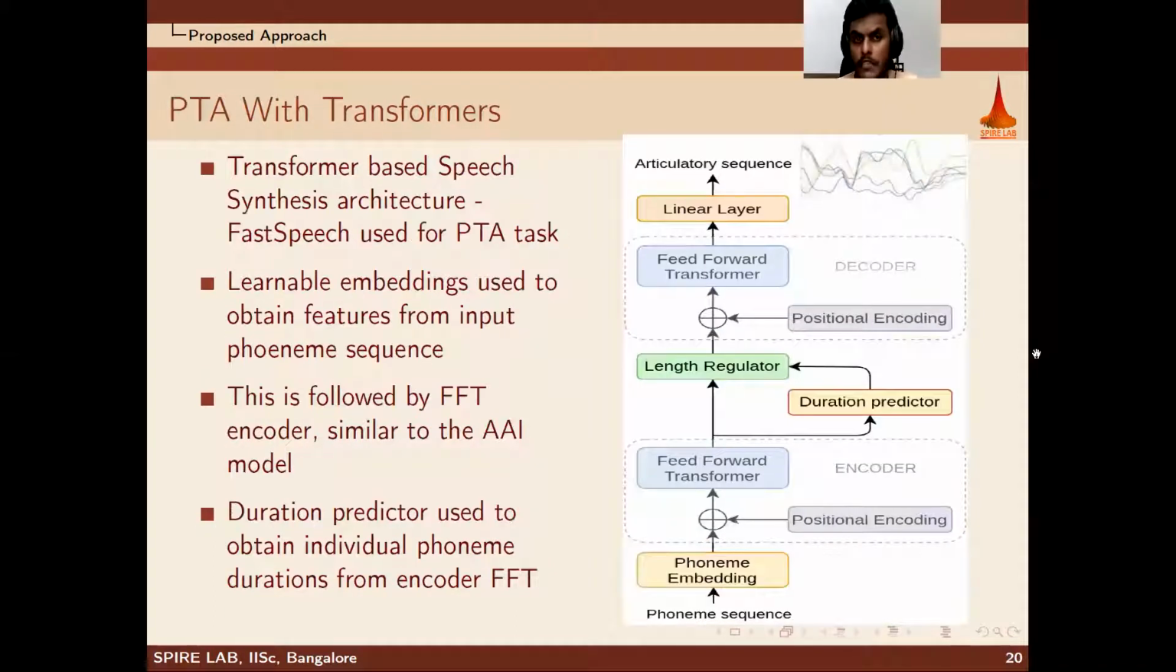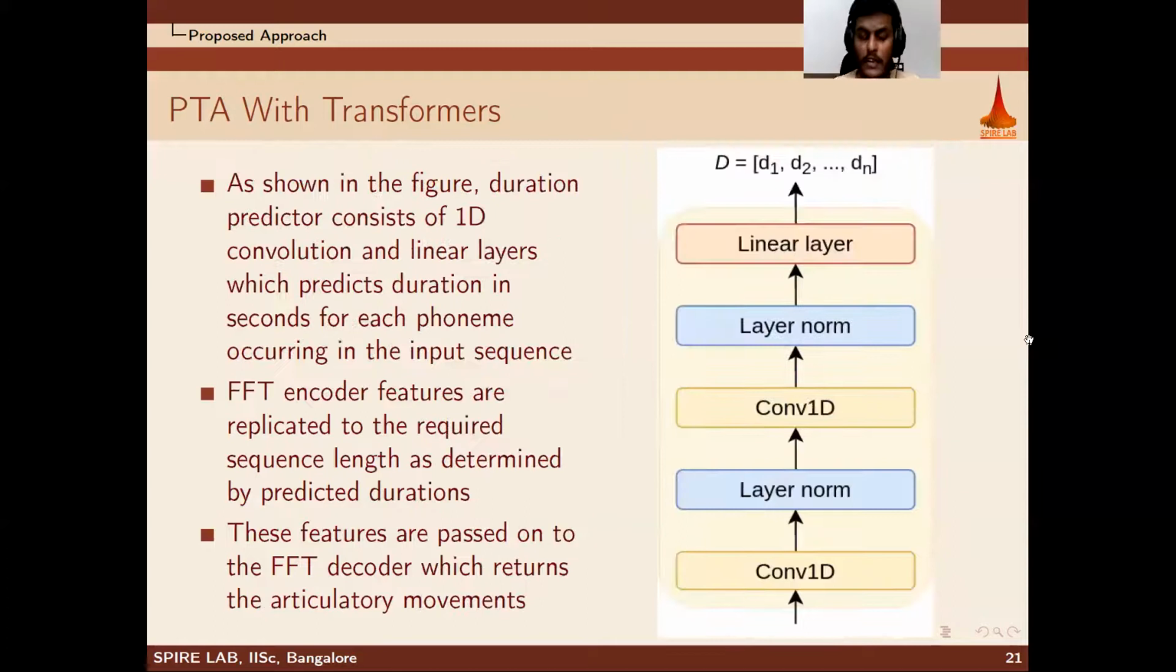Now looking at the architecture for PTA, this is a speech synthesis architecture known as FastSpeech. This is again an encoder-decoder architecture made with transformers, and in the bottleneck it has a duration predictor. And this duration predictor is responsible for the duration model. Now it is made up of a few linear layers, and what it does is that for each position in the input sequence, it computes the duration required for that position.